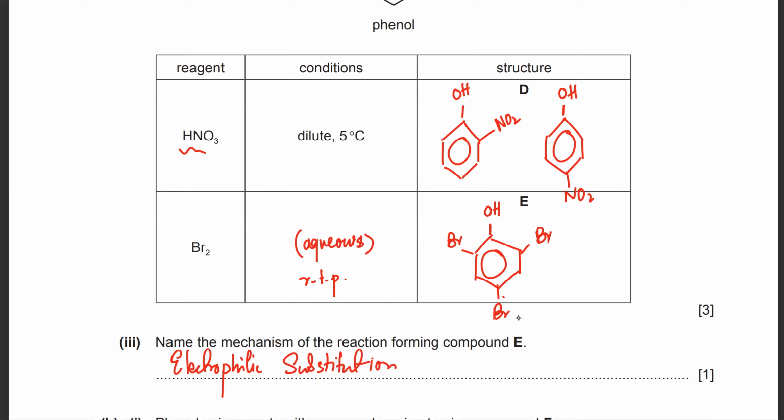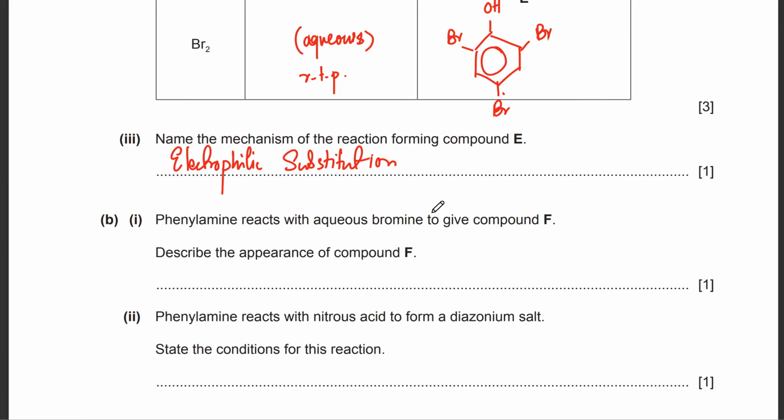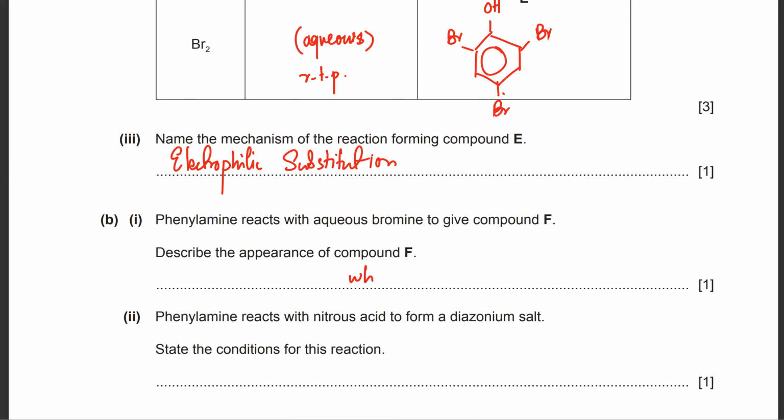So this one is electrophilic substitution, obviously benzene. And then it says phenylamine reacts with aqueous bromine to give compound F. Describe the appearance of compound F. Now, the appearance of compound F is a white precipitate.